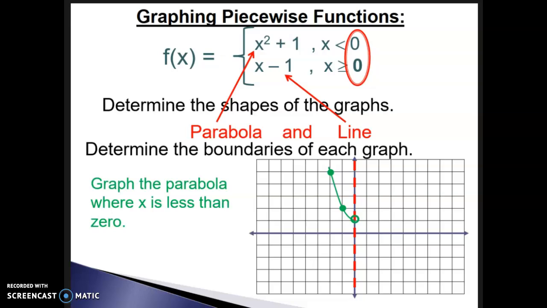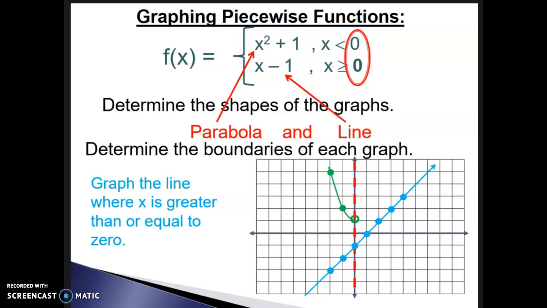Okay, now let's graph the line. The line has a y-intercept at -1, and it has a slope of 1. So here's the graph of the line, but remember we only need the piece where x is greater than or equal to 0, so we're going to cut off this piece. Now notice that that green function has an open circle because x is less than 0 on the parabola. X is greater than or equal to 0 on the line, and so notice that that beginning portion of the line is going to have a solid point. And this would be the graph of your piecewise function.